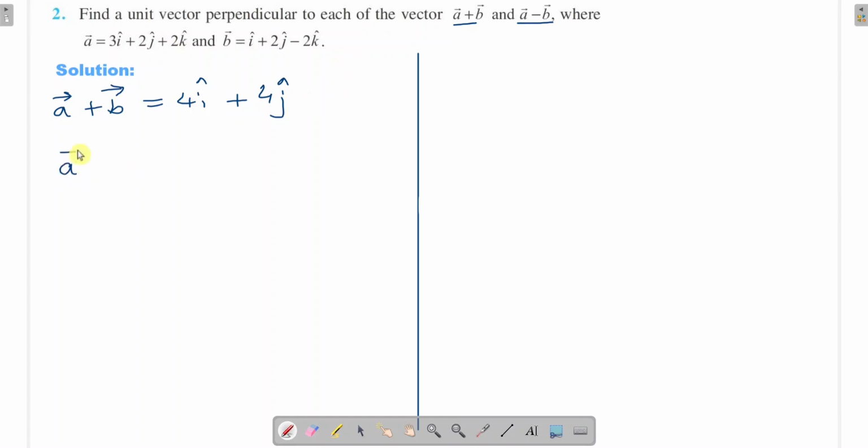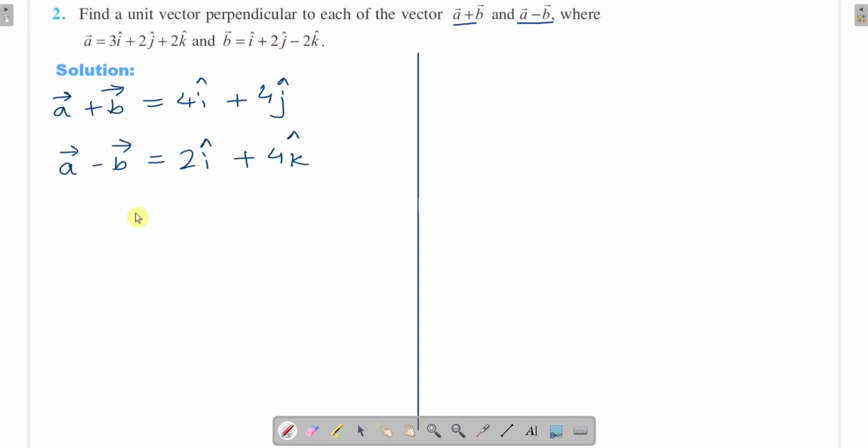Then we have to find A bar minus B bar. So this will be equal to 3i cap minus i cap is 2i cap, then 2j cap minus 2j cap is 0 j cap, and 2k cap minus of minus 2k cap, that is 4k cap. Okay.